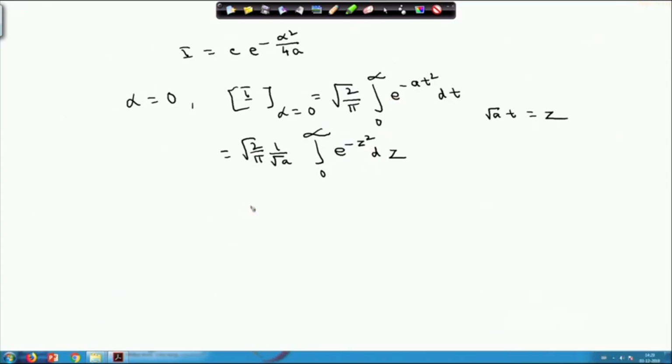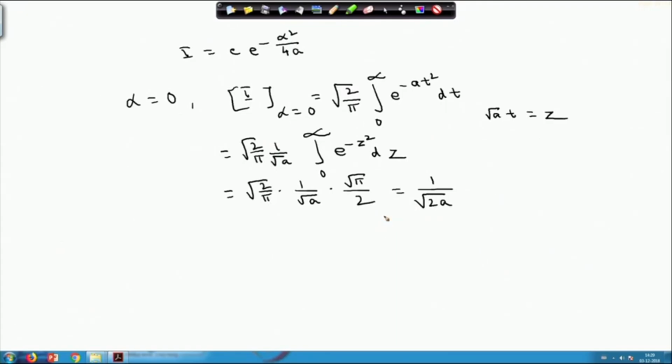So, I will obtain this one as root over 2 by pi into 1 by root a into pi root pi by 2. Sorry, this is root pi by 2, not pi by 2. I am getting the value as 1 by root over twice a, root pi will be cancelled. So, at alpha equals 0, I at alpha is this.